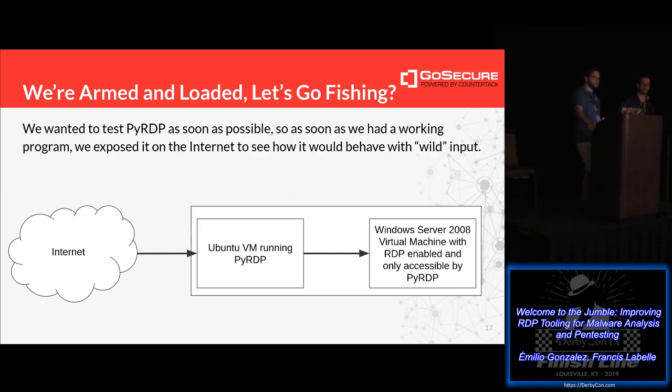Our setup was pretty simple. We had an Ubuntu VM running PyRDP that would redirect the traffic to a Windows Server 2008 virtual machine with RDP enabled, but only accessible by PyRDP. So all the RDP connections that went to the Windows machine would be monitored by PyRDP. So I have a little bit of data to share.